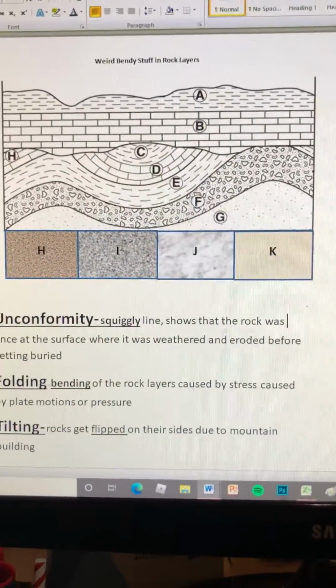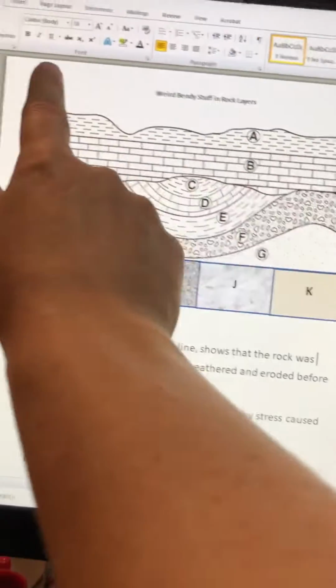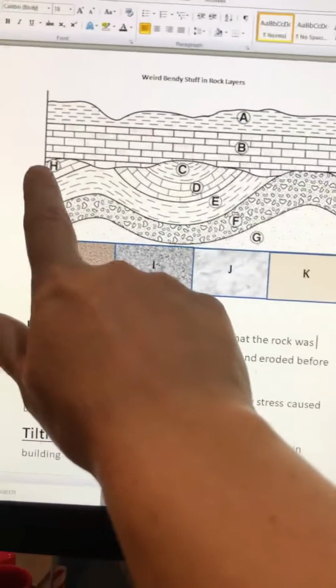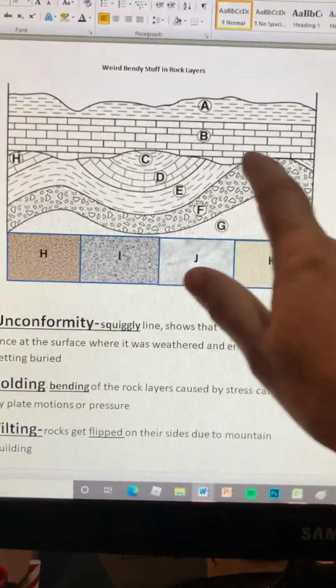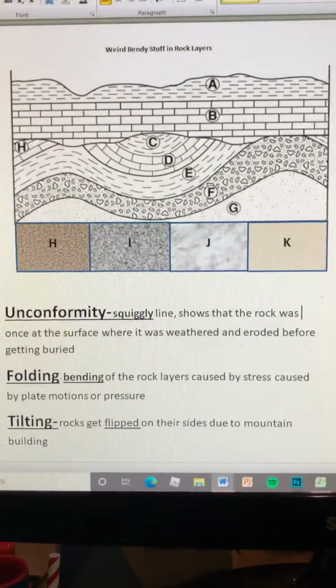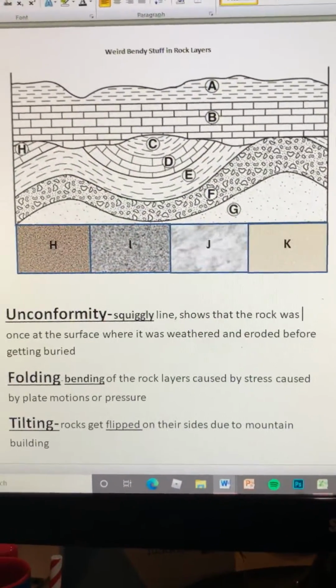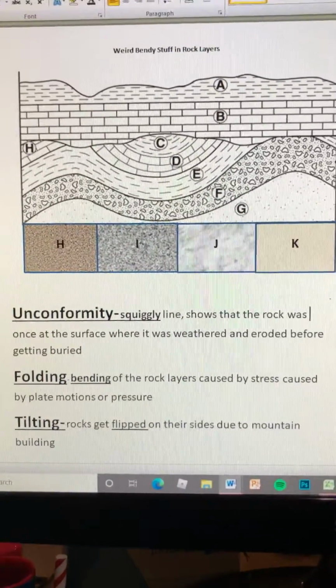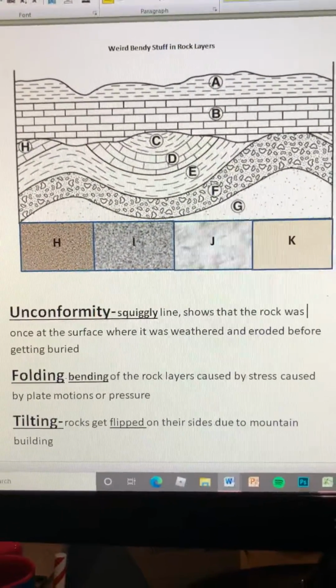So if a million years from now, we get another layer on top of A, then this little squiggly line here will be called an unconformity, just like we see right here. What this means is there was rock there and it got weathered and eroded away. That unconformity tells us rock is missing. So that's the one thing that can happen that kind of results in these squiggly bendy lines we see in the rock outcrops.